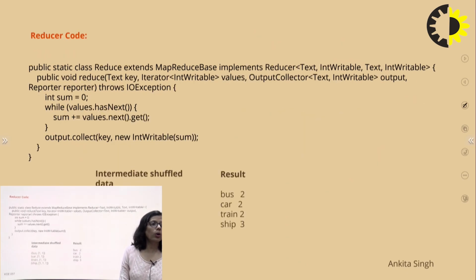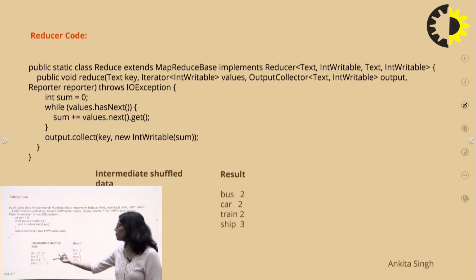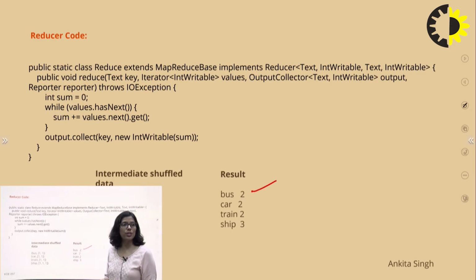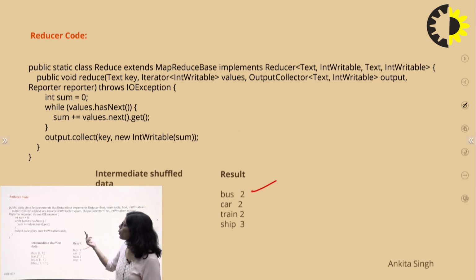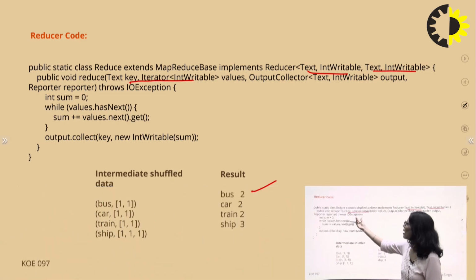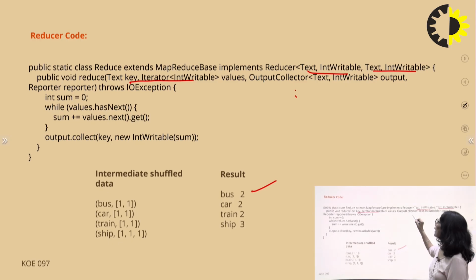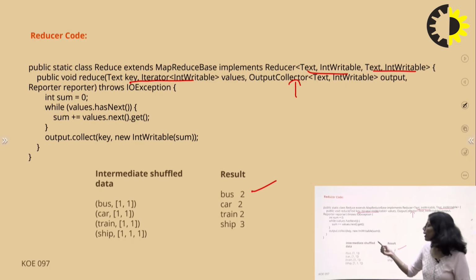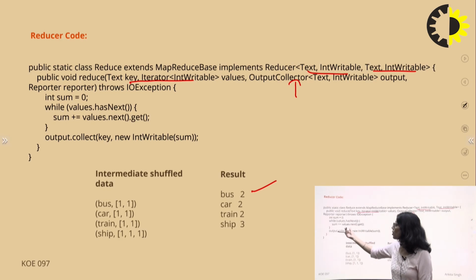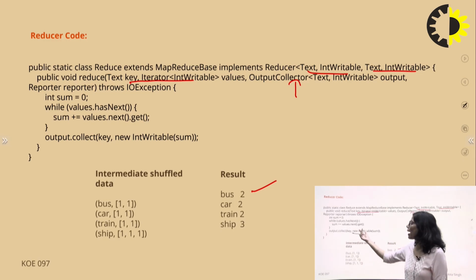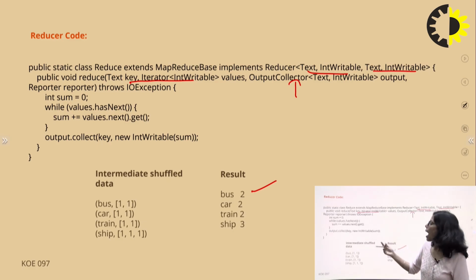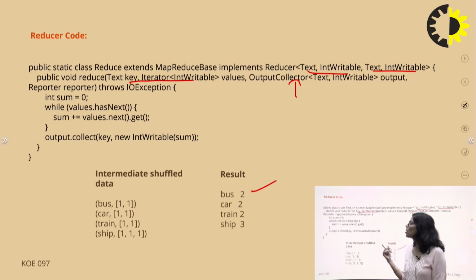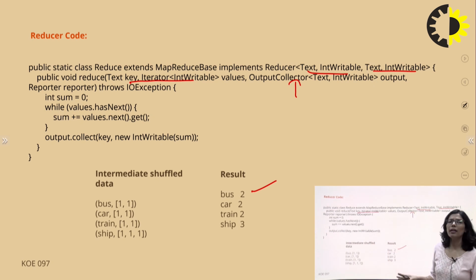In the reducer code, what I am doing is clubbing these together into 2. The frequency of bus is 2, right? How am I doing it? Simple. This is my input, this is my output, and this is also my input. This is the key value pair that I am getting, and I will be collecting my output in an output collector. If the key is the same, I am adding the values and writing them out against the key. So that is your reducer operation.